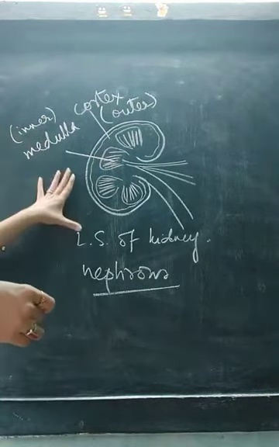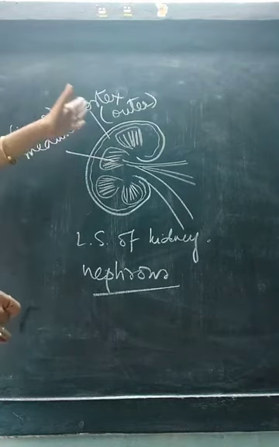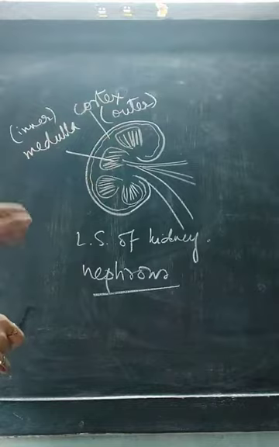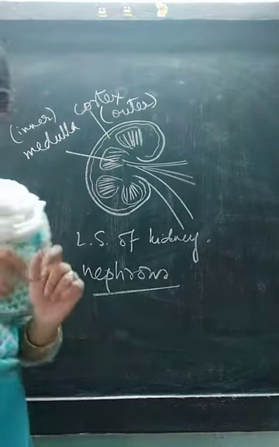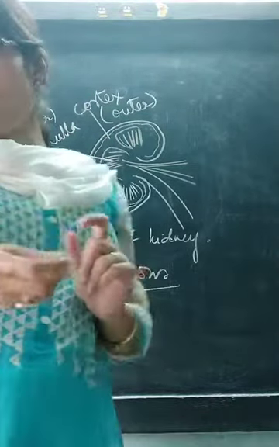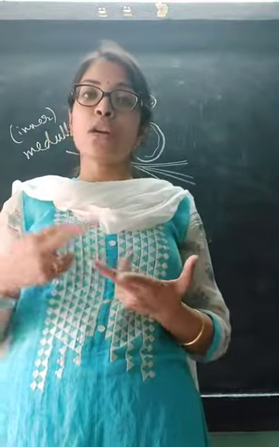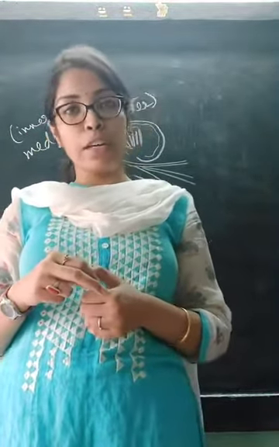From this picture you will only have to learn that the outer part of the kidney is known as cortex and the inner part is known as the medulla. In my next video I will talk about the structure of a nephron, as I said, which is the structural and functional unit of kidney.